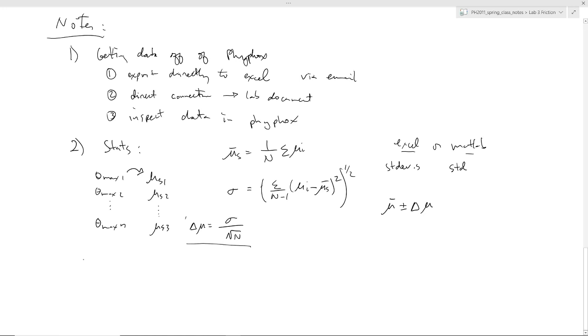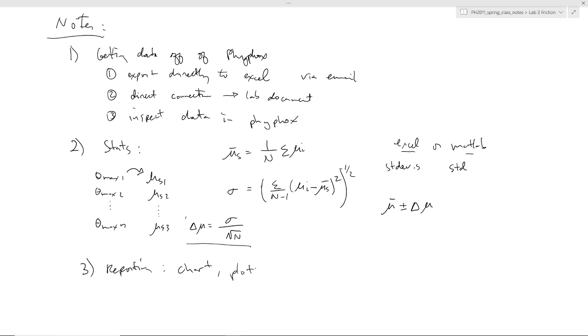And then in terms of actually reporting the data, you could make a chart or plot or something like that. Whatever most efficiently gets your point across. So that's a couple notes to hopefully help the process of doing the lab go smoothly.